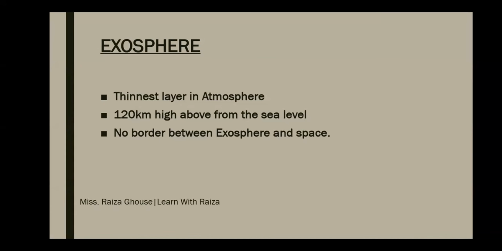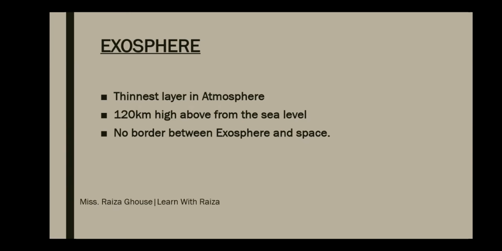In the mesosphere, we discussed that it is the coldest layer. In the thermosphere, we discussed that the International Space Station is present. Two special scenarios, aurora borealis and aurora australis, occur in this layer. And in the exosphere, the special feature is that it is the thinnest layer, and it is 120 kilometers high above the sea level. And there is no border.